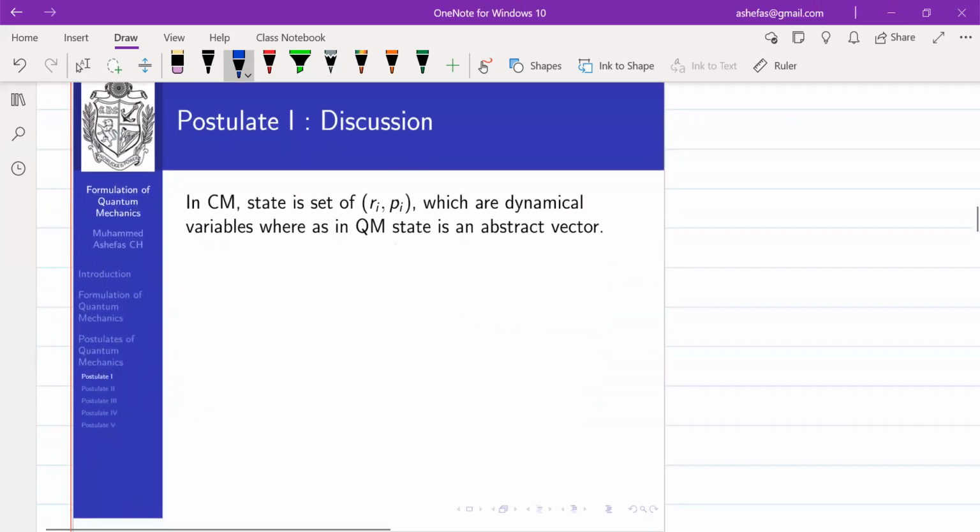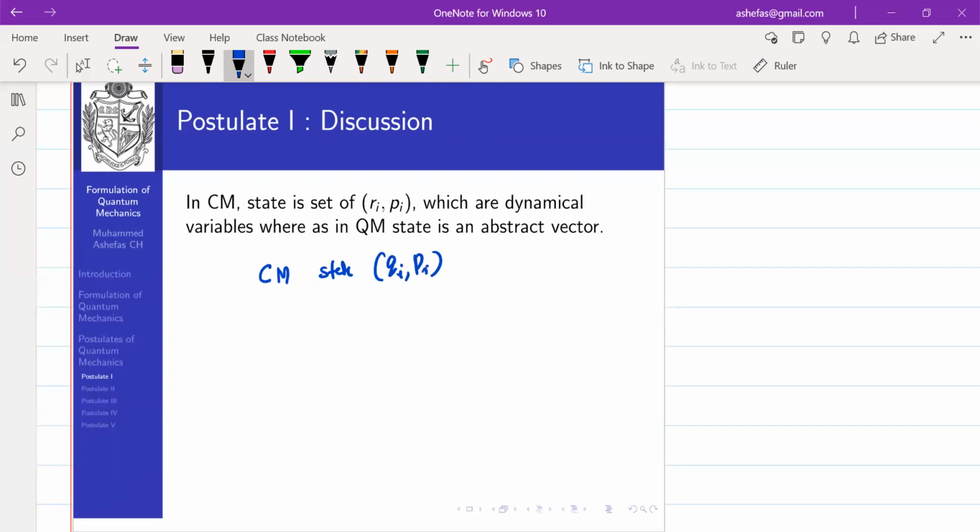Now if you look at classical mechanics, the state is a set of generalized coordinates and generalized momenta, and those are dynamical variables. It can be position and momentum, or it can be angle and angular momentum, etc. Whereas in quantum mechanics, the state is an abstract vector, isn't it? So in classical mechanics, state is simply generalized coordinate and generalized momentum.